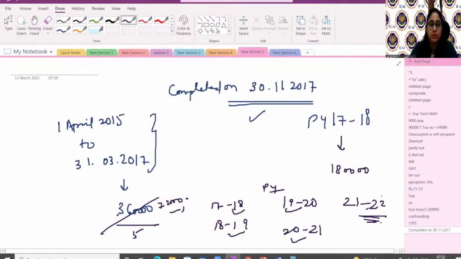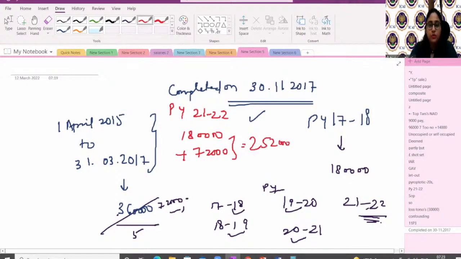So hence 21-22. My total interest eligible for deduction for previous year 21-22 is one current period 1,80,000, another 72,000, which is 1/5 of your pre-construction period. Total comes to 2,52,000, which is obviously more than our ceiling limit. So hence deduction would only be allowed for 2 lakh. So hence my property value would be negative 2 lakh. Loss from house property. Clear?